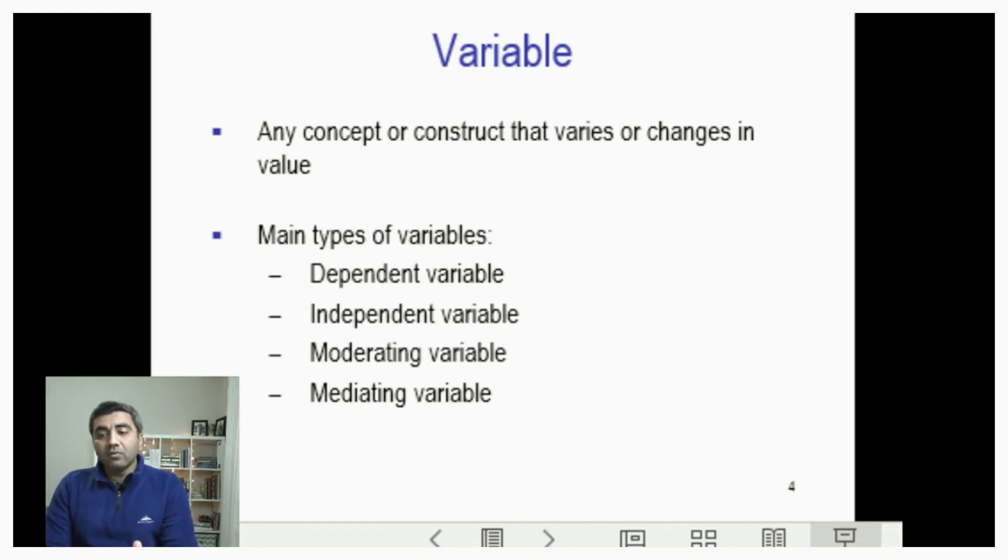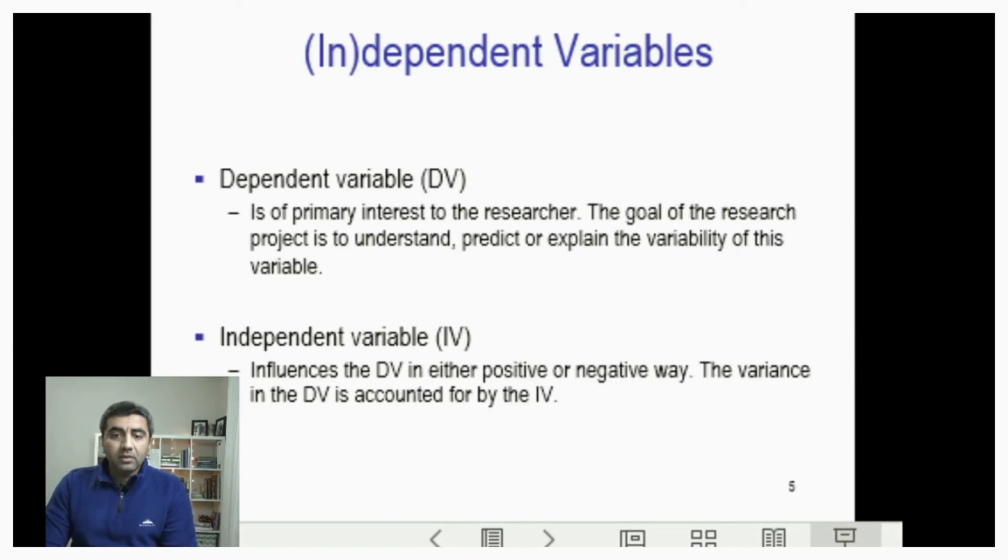So we have 4 main types of variables: the dependent variable, the independent variable, the moderating variable, and the mediating variable. Now, let's start off with the dependent variable. The dependent variable is the variable of primary interest to the researcher. The researcher's goal is to understand and describe the dependent variable, or to explain its variability, or you can also say to predict it.